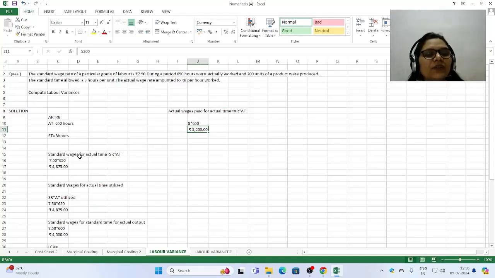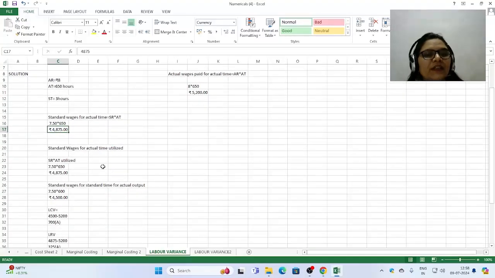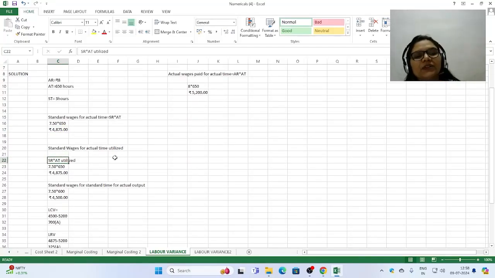Now we will calculate standard wages for actual time, which is given by the formula standard rate into actual time. We have 4875. That is 7.50 into 650. Then standard wages for actual time utilized, which is given by the formula SR into actual time utilized, 7.50 into 650, which will give you rupees 4875.